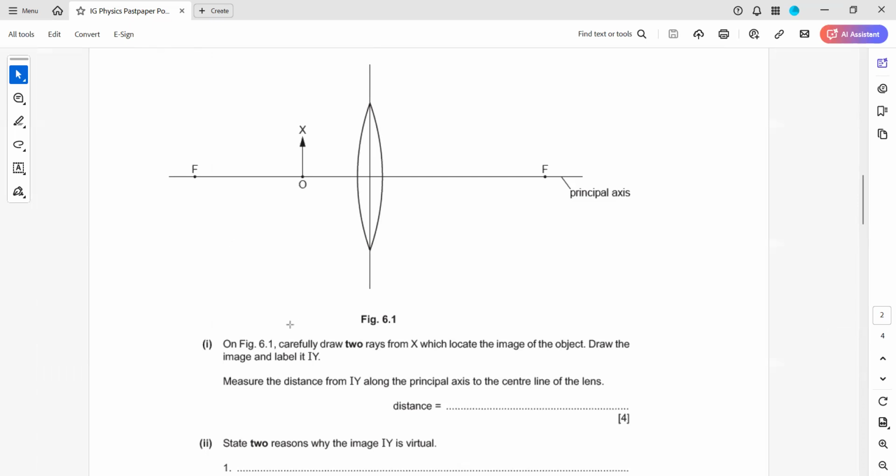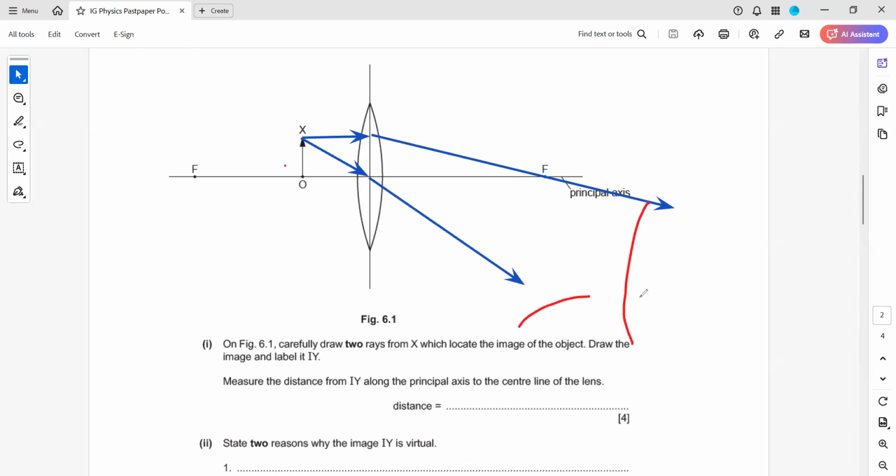First we have to draw a parallel light ray. From where should it pass through? Focus. Good, so it will pass through the focus. One through the center of the lens. From where will it pass? It will pass straight without any change. These two light rays will never meet. So what we will do is produce them backward.